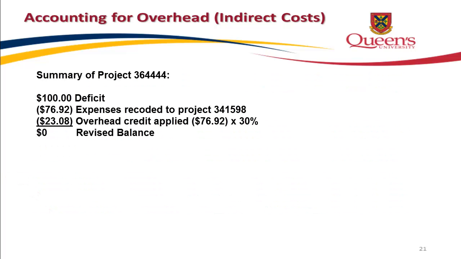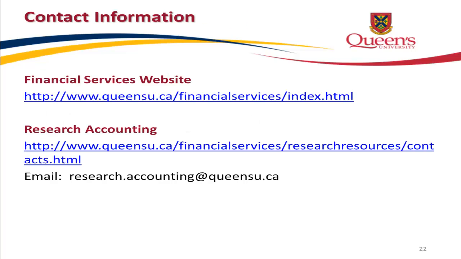Let's recap. Project 364444 is in a deficit position of $100. $76.92 is then credited to the project, and once overhead is run, an additional credit of $23.08 is applied to the project, bringing it to a zero balance. If you encounter any difficulties when determining the appropriate amounts to recode in this scenario, please contact Research Accounting for guidance. The Financial Services website hosts a wealth of information.